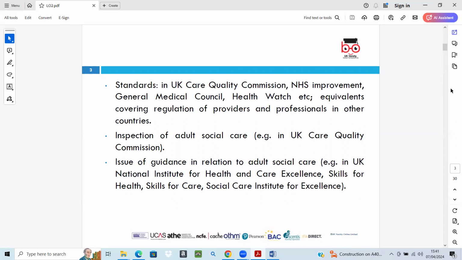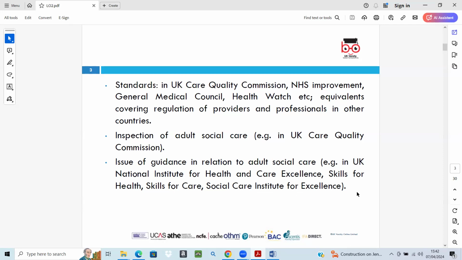Then the next point is the General Medical Council, GMC. This is again an important regulator. What does the GMC do? The GMC regulates doctors in the UK, ensuring that they meet the necessary standards for medical education and practice, which indirectly impacts the quality of care in adult social care settings. Then what other thing do we have? Social Care Institute for Excellence. Okay.